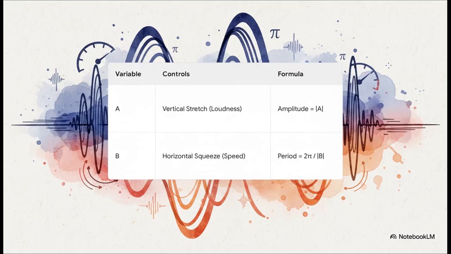So let's just boil it all down into one simple table. This is your cheat sheet right here. A controls the vertical part, the loudness, and its absolute value is the amplitude. B controls the horizontal part, the speed, and you use it in the formula, 2 pi over b, to find the period. If you can remember this, you've basically got it all.